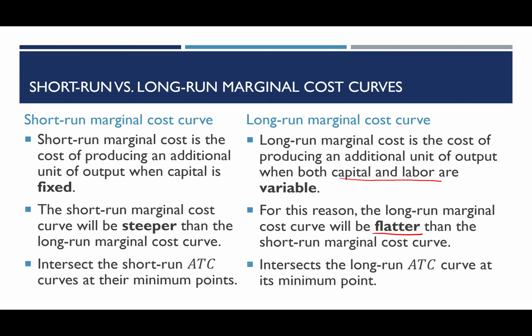And then last point here, the marginal cost curve, whether in the short run or the long run, will always intersect its relevant average total cost curve at its minimum point. So in the short run, the marginal cost curve will intersect the short run average total cost curve at its minimum. In the long run, the marginal cost curve will intersect the long run average total cost curve at its minimum.